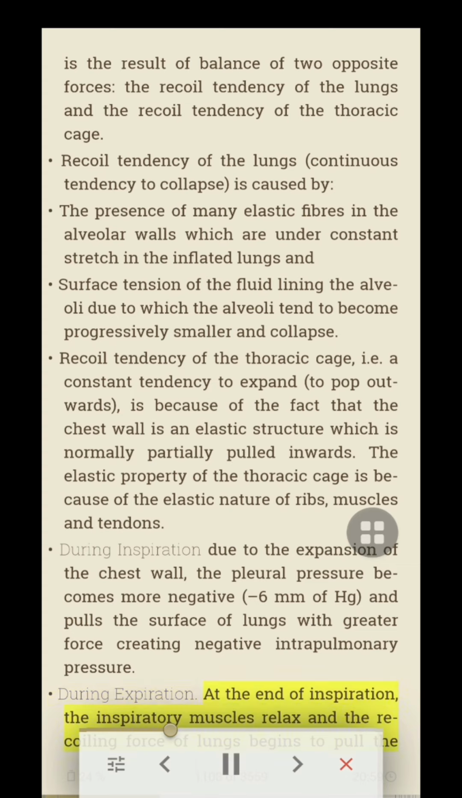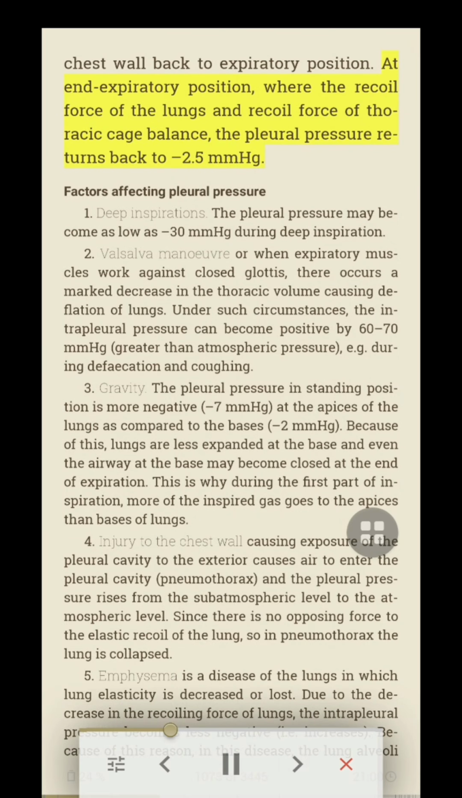At the end of inspiration, the inspiratory muscles relax and the recoiling force of the lungs begins to pull the chest wall back to the expiratory position. At the end expiratory position, where the recoil force of the lungs and recoil force of the thoracic cage balance, the pleural pressure returns to -2.5 mmHg. Factors affecting pleural pressure. 1. Deep inspirations. The pleural pressure may become as low as -30 mmHg during deep inspiration.